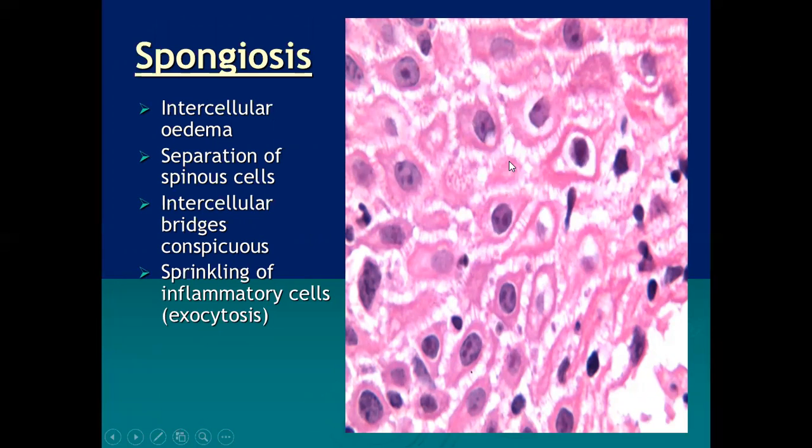But because of an inflammatory skin condition in which water accumulates between the cells, the presence of the water separates the cells from each other, resulting in a histological condition called spongiosis. And in spongiosis, these desmosomal junctions become more obvious. Another finding associated with spongiosis is the entrance of inflammatory cells into the epidermis, because now there are spaces in between the keratinocytes, and it becomes easy for inflammatory cells to enter the epidermis. This phenomenon of inflammatory cells entering the epidermis is called exocytosis.